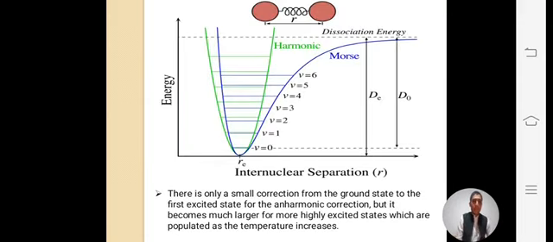We can see in this figure the harmonic oscillator approximation, the green parabola, superimposed on the anharmonic oscillator, the blue curve, on a potential energy diagram, where V is the potential energy of the diatomic molecule and R is the distance between the centers of the two atoms. Towards the left is compression of the bond, and towards the right is extension.